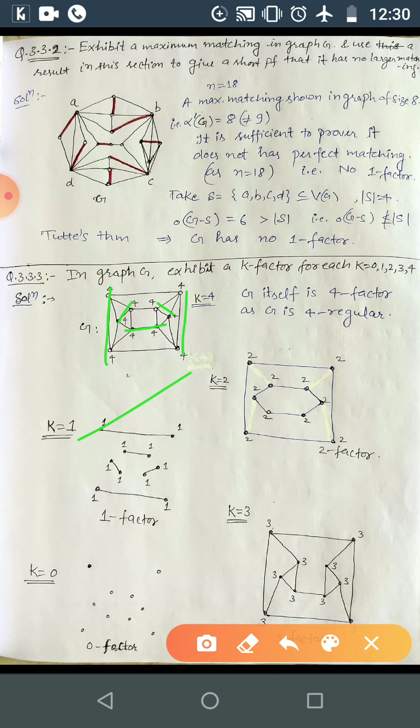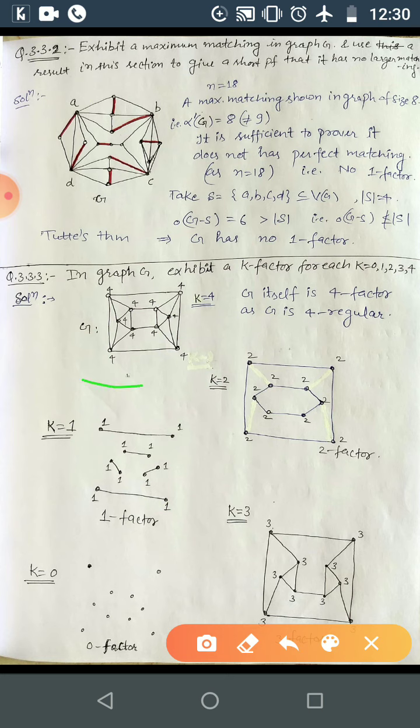So that will form a 1-factor. Obviously, how many vertices are there? 10 vertices are there. So how many edges in a perfect matching? That will be a 1-factor, correct? So 5 edges will be there, and here we have got 5 edges incident with all the vertices. So that is a 1-factor.